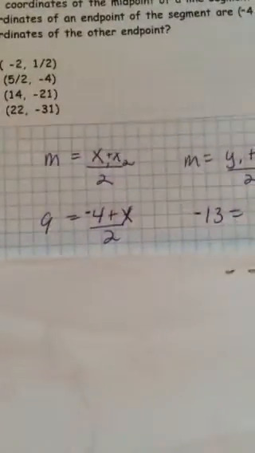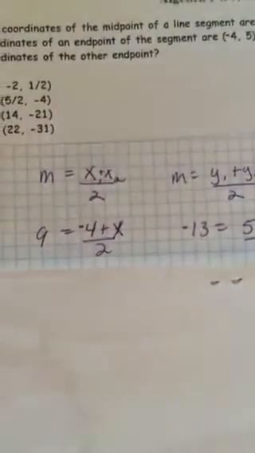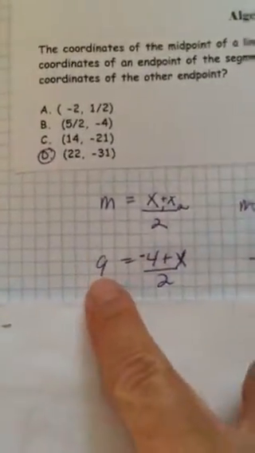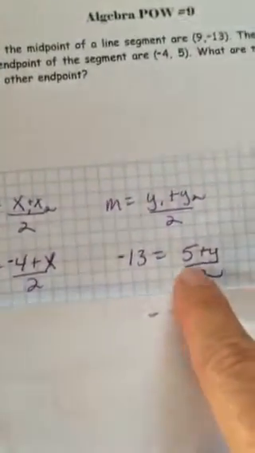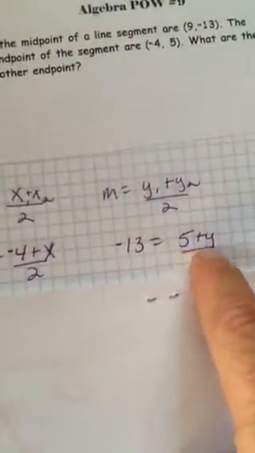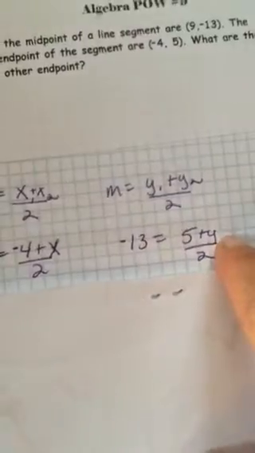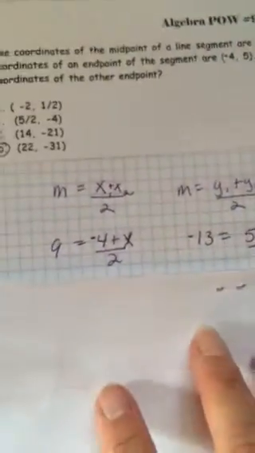So I'm going to substitute in a -4 for my x. I don't have the other x. And then I divide that by 2, and I set that equal to 9 because that's what the midpoint is of the x. For the y, I plug in what I have. So 5 plus y, because the other y is my unknown, divided by 2 equals -13.